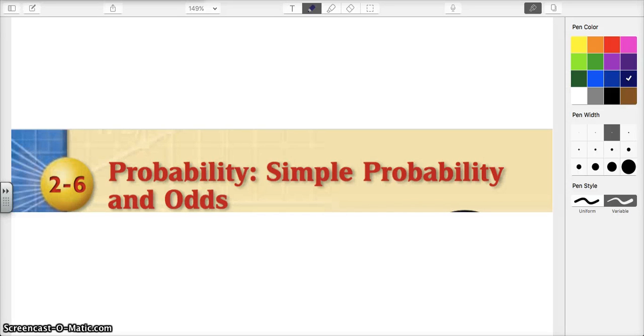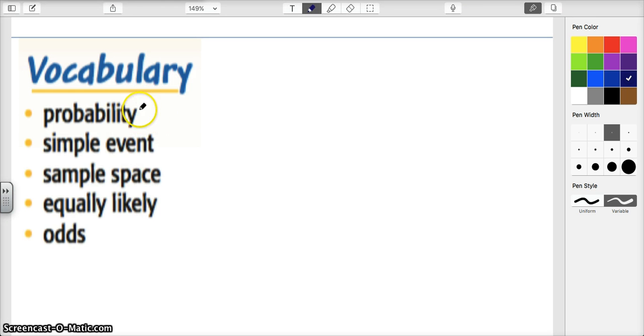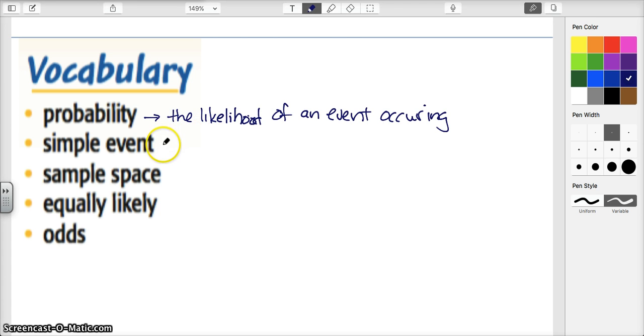Hey, algebra students, here we are in chapter 2, and we're looking at probability, simple probability, and odds. So today we're going to talk about probability, and one concept we need to discuss is just what is probability. It's really just the likelihood of an event occurring. And when we talk about probability, we're going to be talking about simple events.